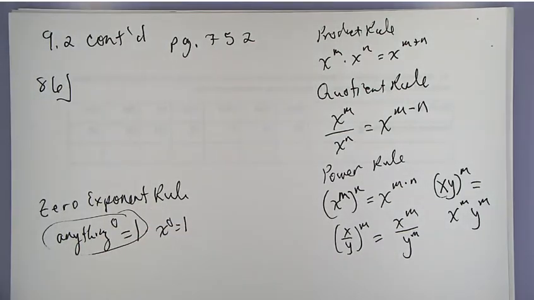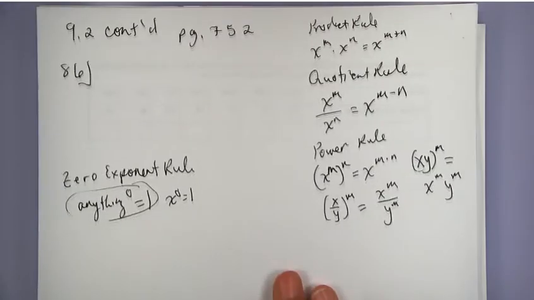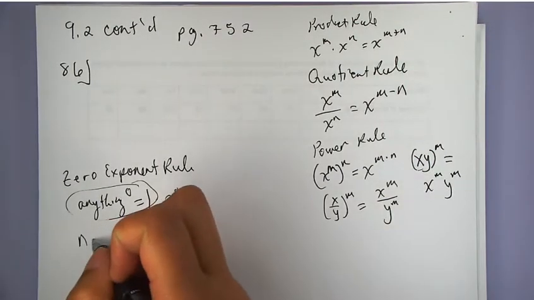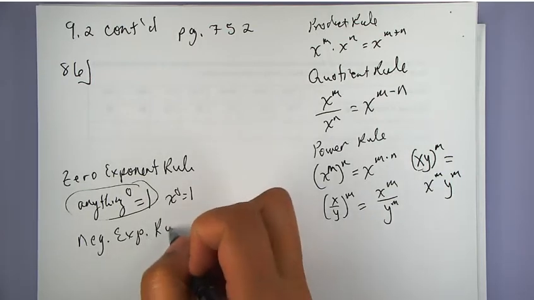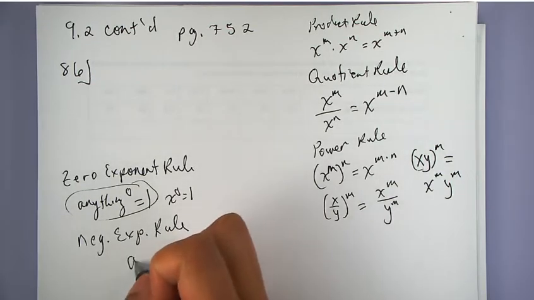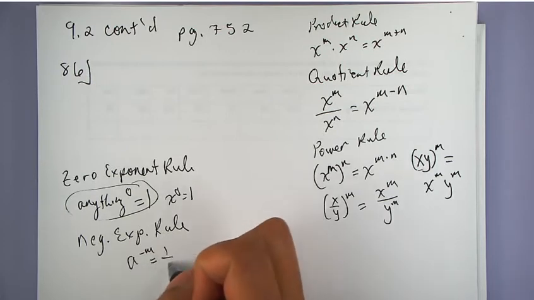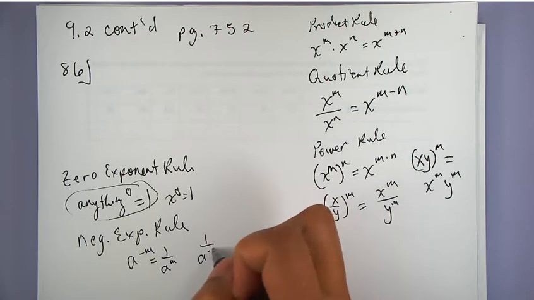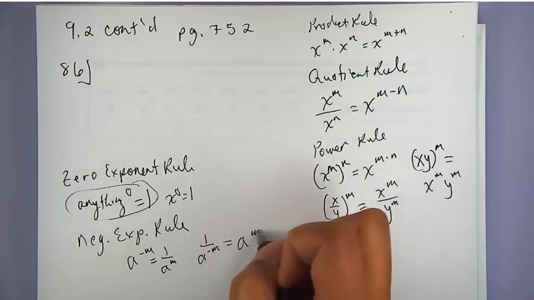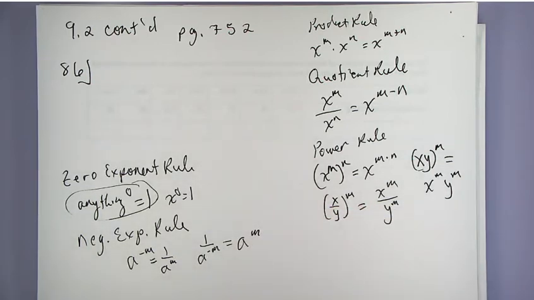Then we have what you call the negative exponent rule. That says that a to the negative m is equal to 1 over a to the m. And then we had 1 over a to the negative m is equal to a to the m. So these are the exponent rules that we wrote. We also wrote a rule in terms of radicals, the power rule for radicals, and another rule in terms of changing to rational exponents.